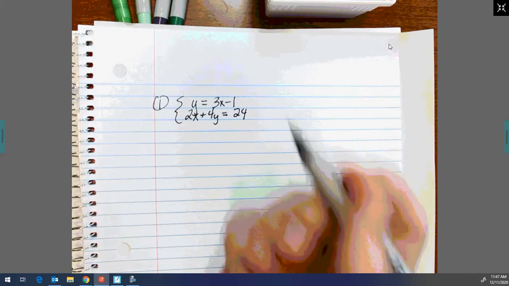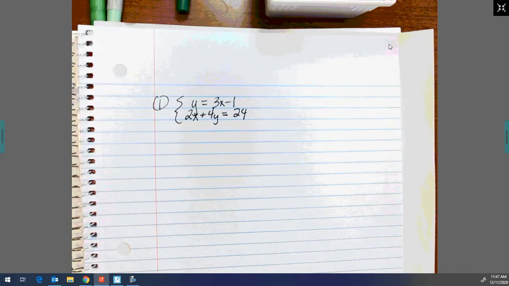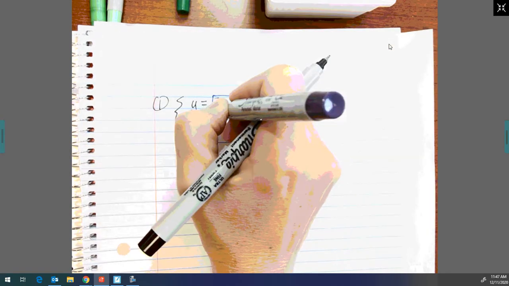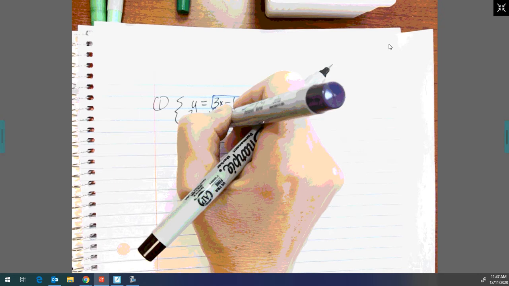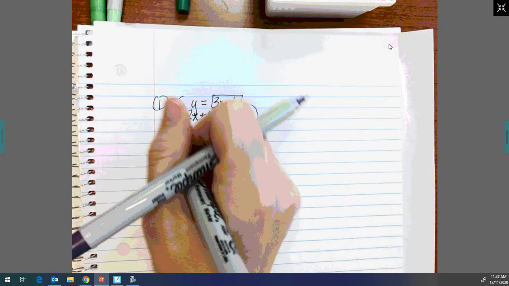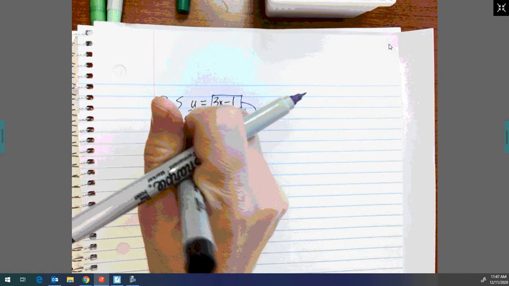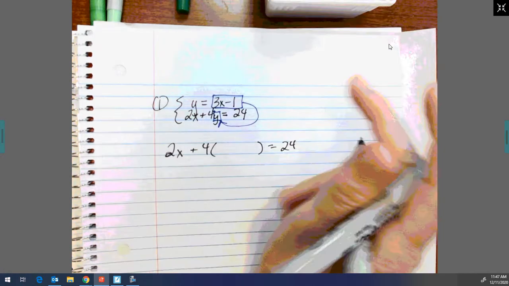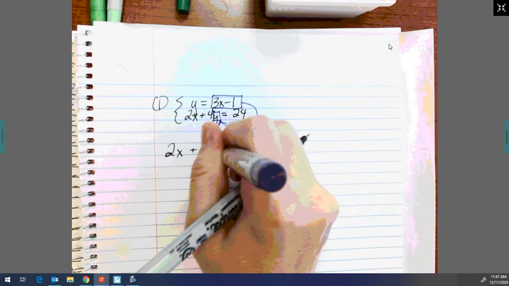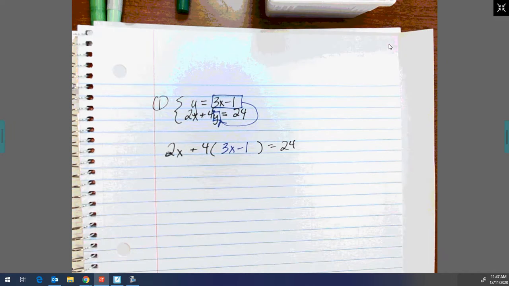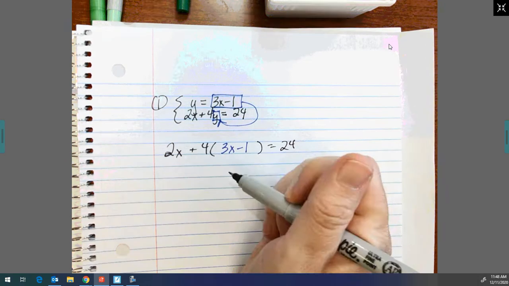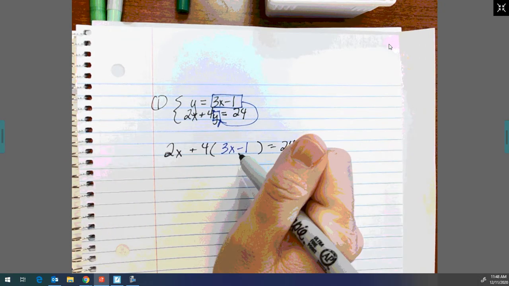So first of all, I know I'm using substitution because I have that y equals. And I can substitute that into the other equation. So that's going right there. So I'm going to go into the second equation. I am going to take out the y. And using parentheses, I am going to plug in 3x minus 1. And then I'm going to solve that. So that's my substitution step. That's the step that allows me to have one equation with one variable.